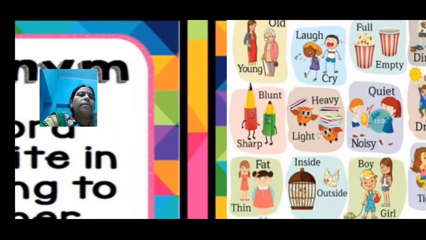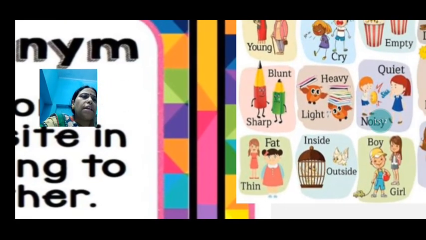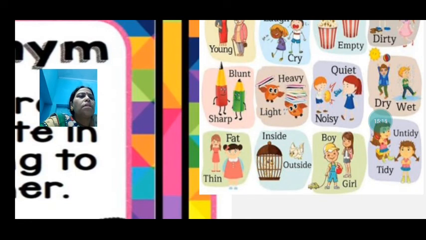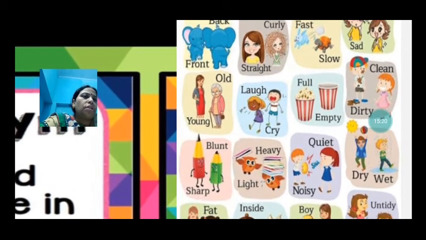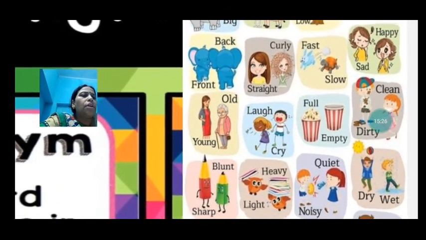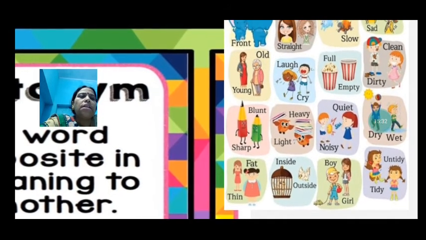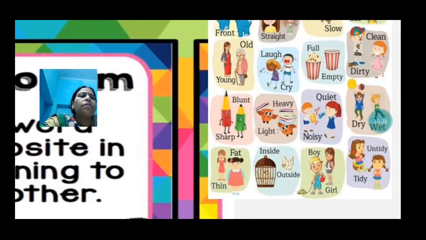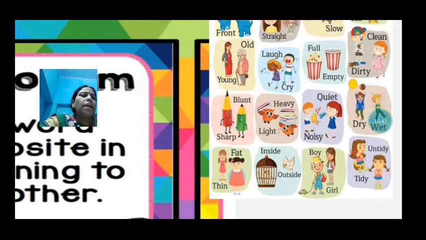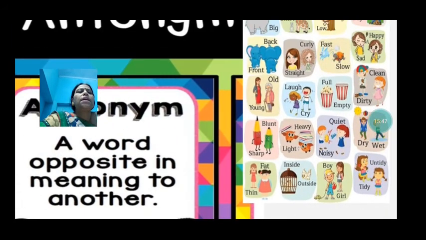One owl has light weight. Another owl is very tired. Why? Because of the heavy weight. One child is quiet, another one is a noisy child. Then dry, wet. There is sun. One boy is dry and the other one, due to rain, not having an umbrella, has become wet. Then one girl is fat, the other girl is thin. Then inside, you can see the bird inside and the other one outside flying in the sky, very happy. Then boy, girl, tidy, untidy. So these are the opposite words.